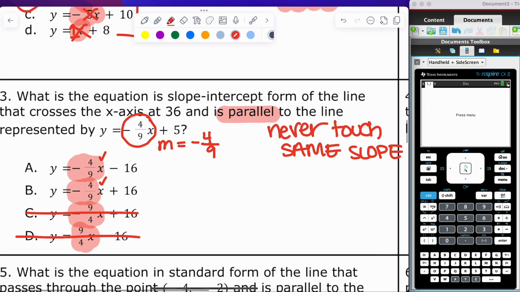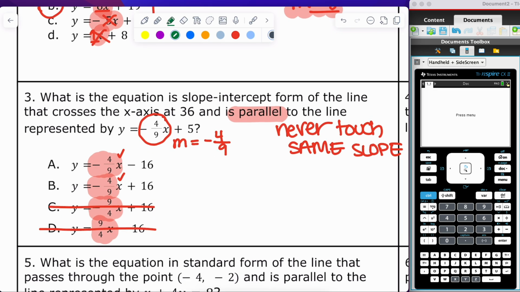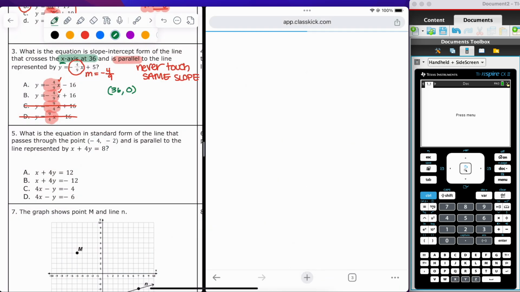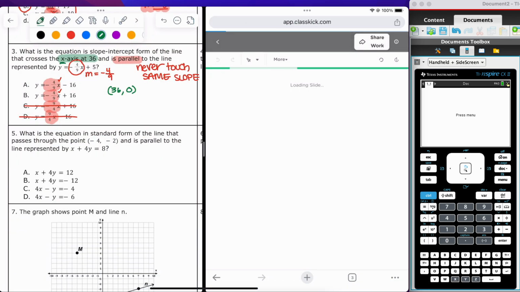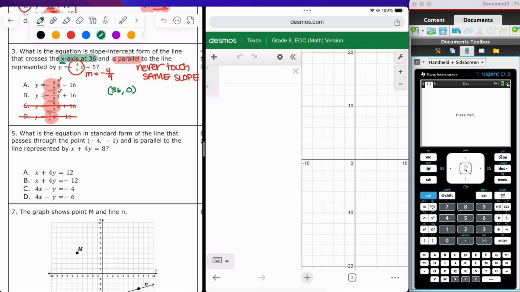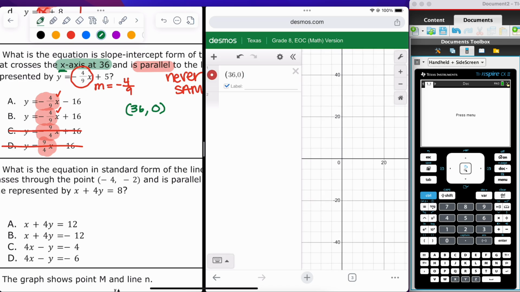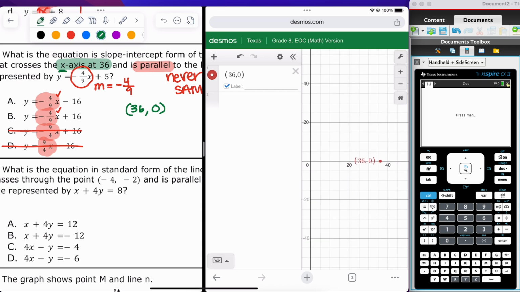But now, that is where my issue lies. Now I have two answer choices that could possibly be my answer. But they tell me, x-axis at 36. Remember, for an x-axis, this is x, so that 36 goes 36 and then 0. What we can do is we can actually plug this into Desmos. We can plug parentheses 36. This is one way to do it. I'll show you the other way. We're going to label it. See how it doesn't show up? So I need to zoom out until I see that point. Oh, there it is, right there.